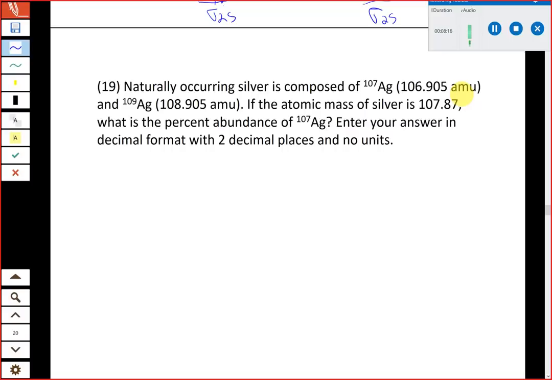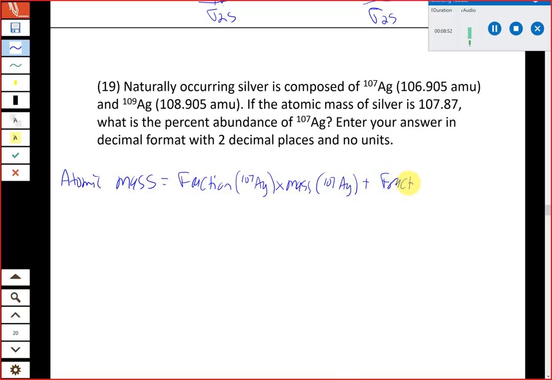If you see a problem like this that is relating isotope masses and atomic masses, there's really one formula to be aware of. It's going to be that the atomic mass, the number that you would read off the periodic table, which is in this case given to us, is going to be the fraction of each isotope multiplied by its mass. So we're going to do for each isotope fraction times mass. And then in this case there's two isotopes, there's going to be a second term, fraction of the second isotope, 109, times its mass.